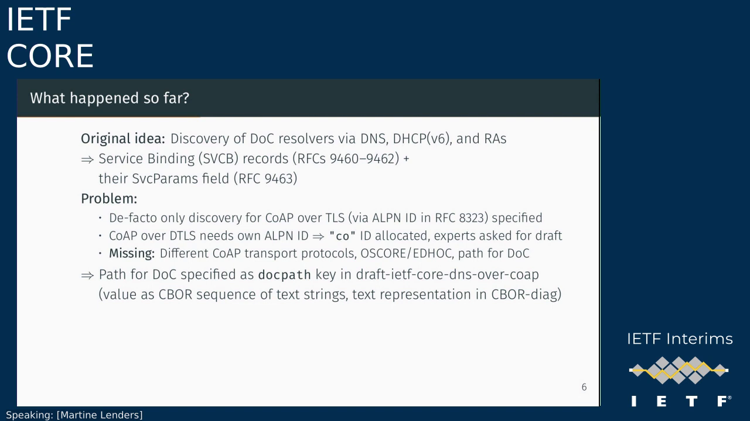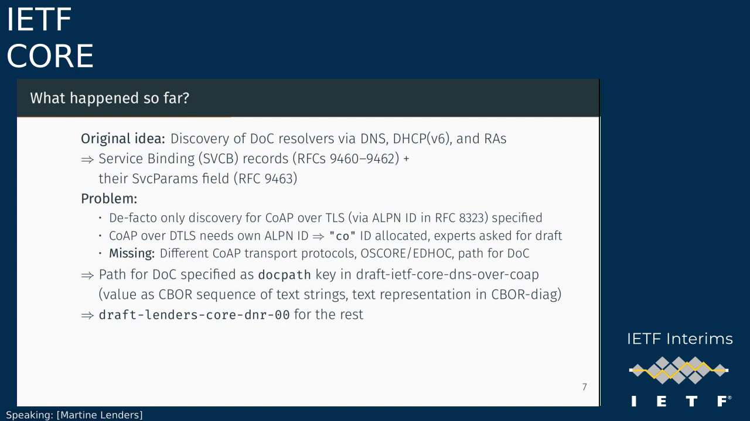We specified how to discover the path using the DoC path key in the DNS over CoAP draft, which basically goes a similar route as DoH path, so for DNS over HTTPS, but we specified the value as a CBOR sequence of text strings to be more in line with the constrained use case. And of course, if you want to represent it as text, you can just use the CBOR diagnostic format.